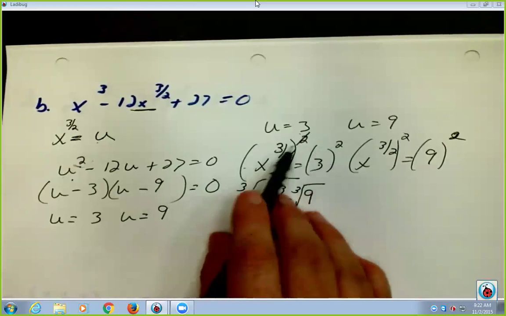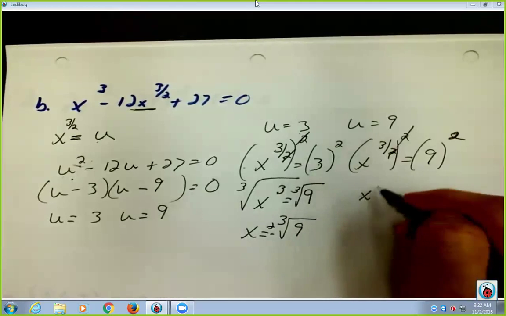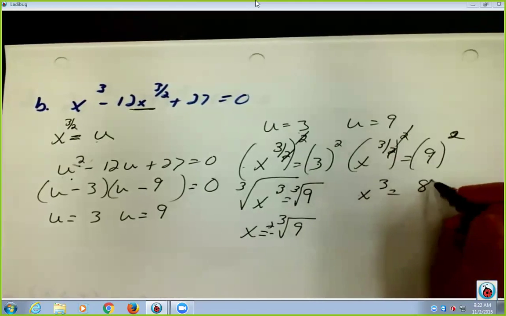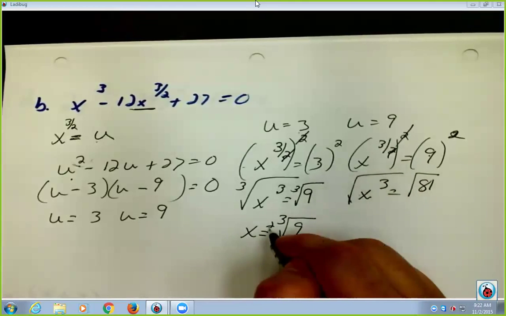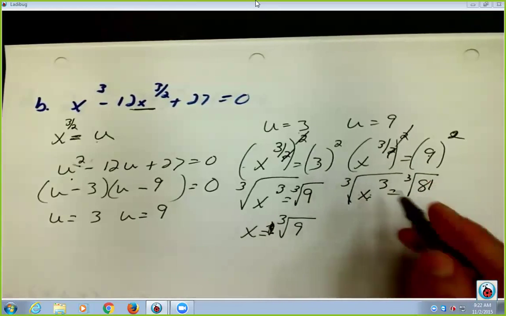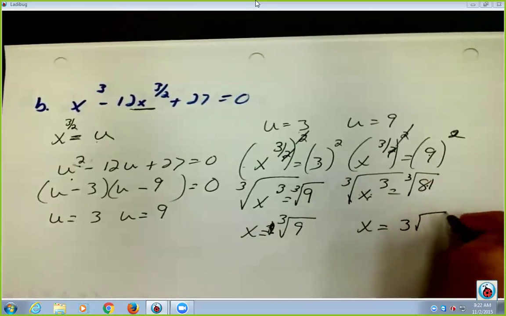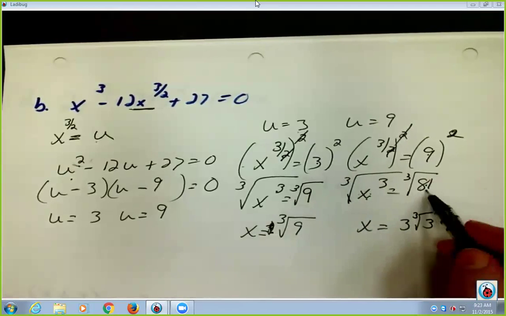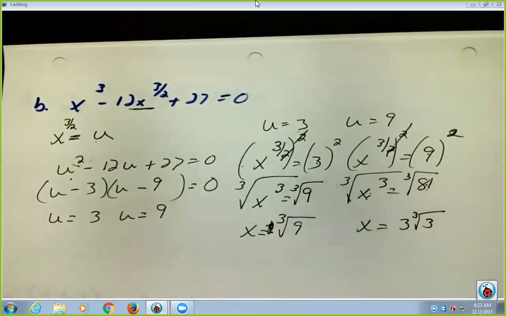So we square each side, then we take the cube root of each side to come up with the answer. So over here, same thing, these cancel. 9 squared is 81. Then if I take the cube root of each side, I guess I don't need my plus and minus in there. Cube root of each one of these is going to give me x. Cube root of 81, I can pull out a 3, leaving a 3, because 81 is 3 to the 4th power. So I can pull out a 3 and it leaves a 3. So that becomes my 2 answers to this one.